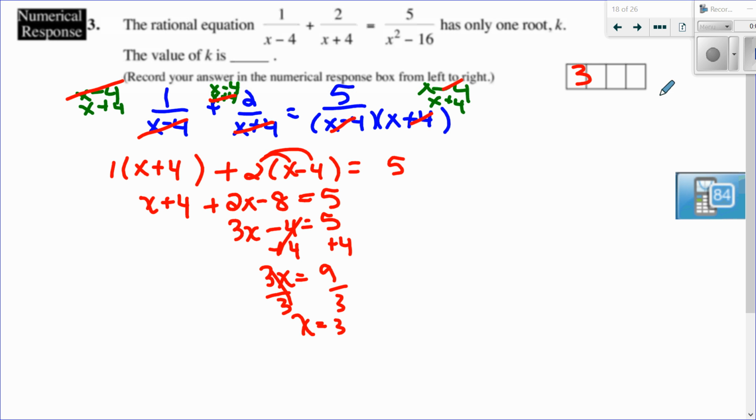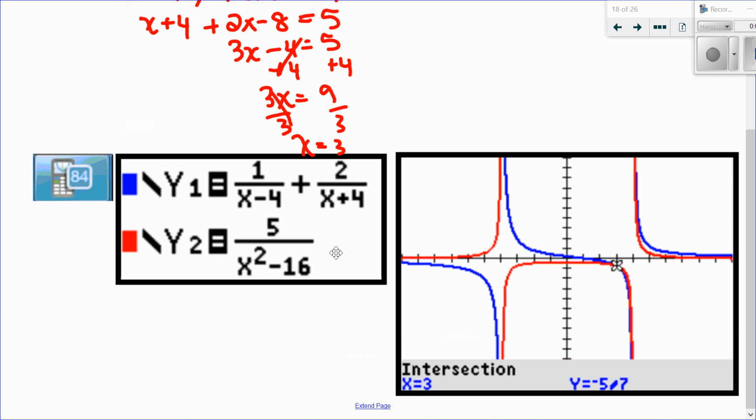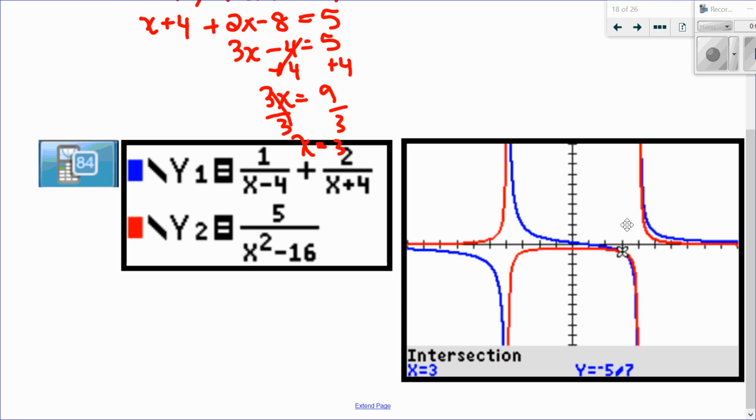Because this is a numeric response question, I also could have done this on my calculator for a little 1-mark question. So for this question here, if I were to put it into my calculator, let me show you what that would look like. So here I have my left side of my original equation and the right side. I put it into my calculator and I do y1, y2 intersect, and it intersects right here, and you can see that that's at an x value of 3. So I know I did it correctly.